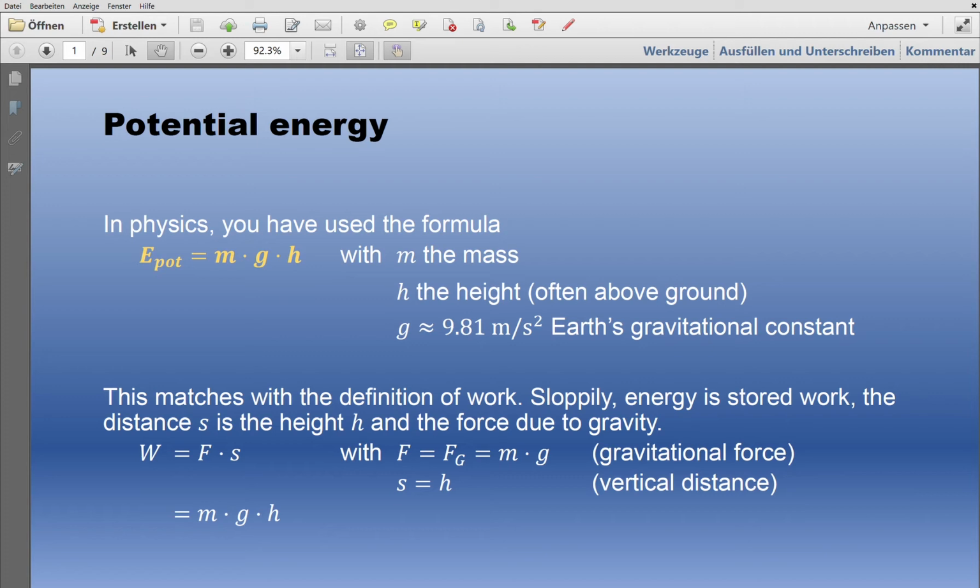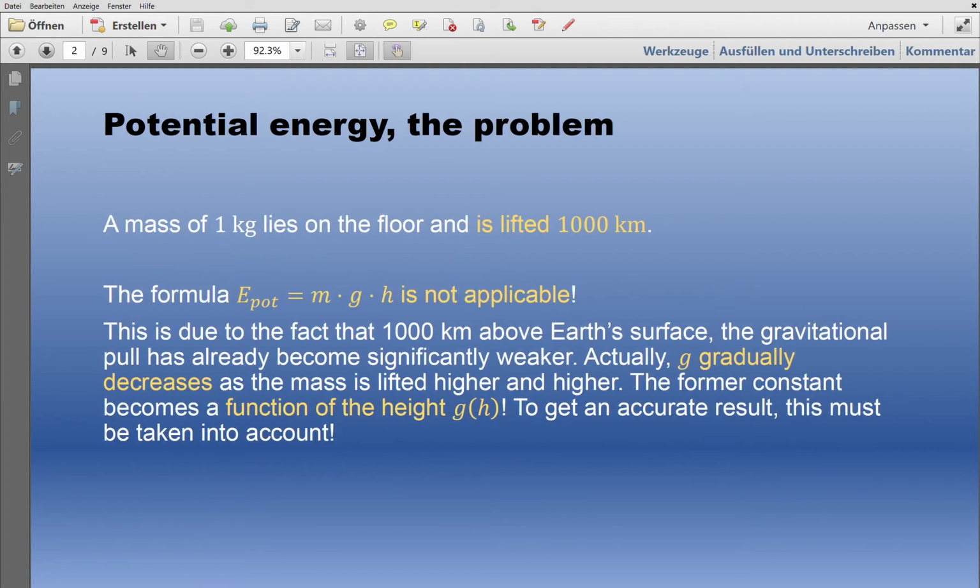Okay? So, a question. We have a mass, 1 kilogram, lying on the floor of the Earth, and we want to lift this 1,000 kilometers. What's the potential energy that the mass has afterwards, or put differently, how much work is required to do that lifting? And now the point is that E equals mgh is not applicable here.